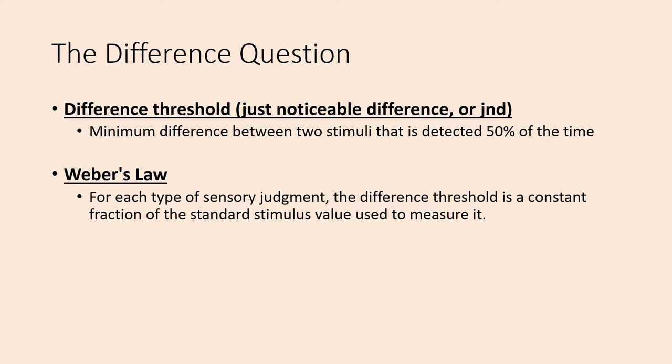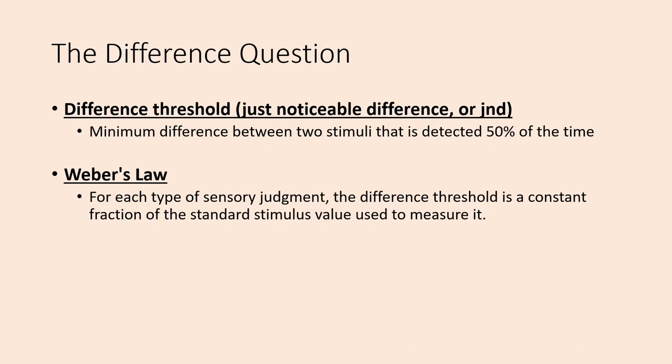Now, Weber's law states that there's a constant proportional relationship between the JND and the original stimulus intensity. In plain language, the stronger the stimulus, the bigger the change needed for a change in stimulus intensity to be noticeable.